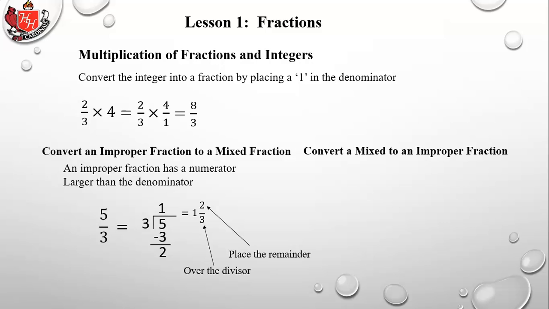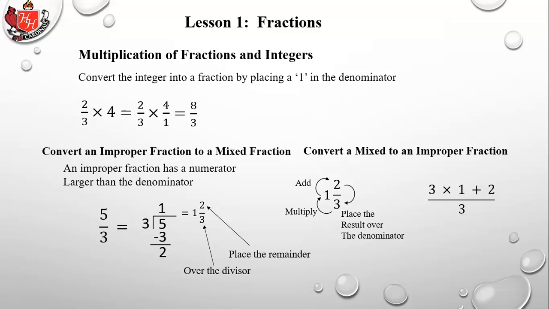You can go in the other direction. Let's take the 1 2/3 and go backwards. The way I teach it is the round the world method. You start at the 3, you multiply that by the whole number, 3 times 1. Then you add the 2, and then you put whatever you get from that over the denominator, over 3. So we have 3 times 1 is 3, plus 2 is 5, over 3, and that gives you 5/3. And that's how you go in the other direction.